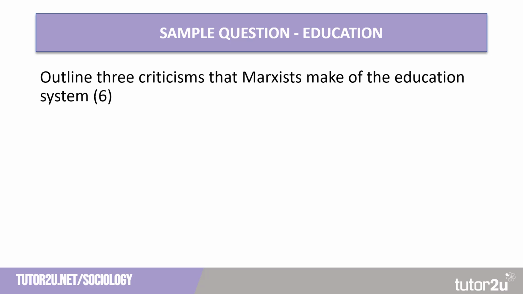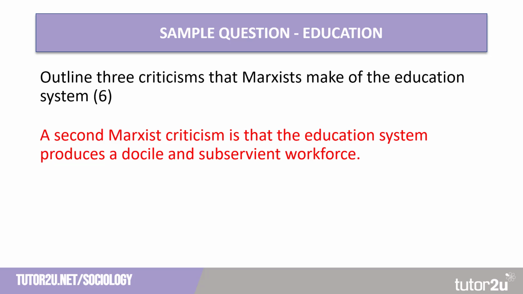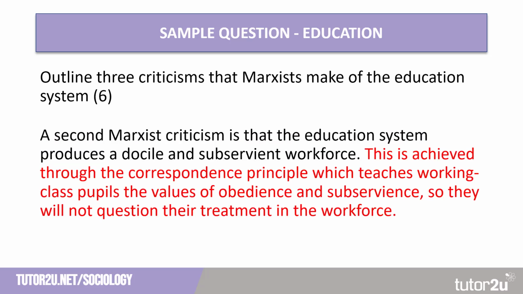Let's look at a second example. A second Marxist criticism is that the education system produces a docile and subservient workforce. How might it do this? This is achieved through the correspondence principle, nice use of a sociological term there, which teaches working class pupils the values of obedience and subservience so they will not question their treatment in the workforce. This is a criticism of the education system. It's criticising the use of the correspondence principle to produce a docile and subservient workforce.